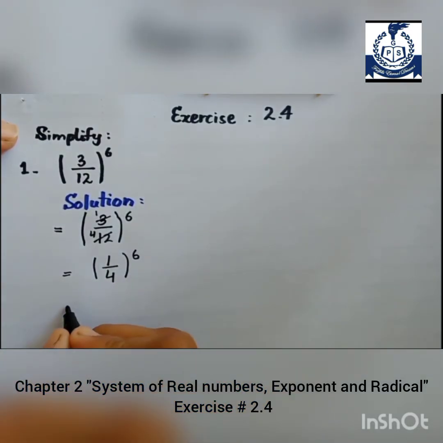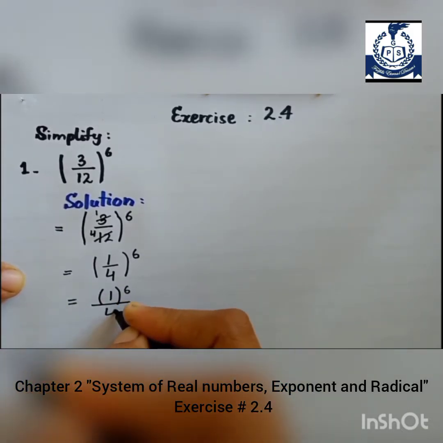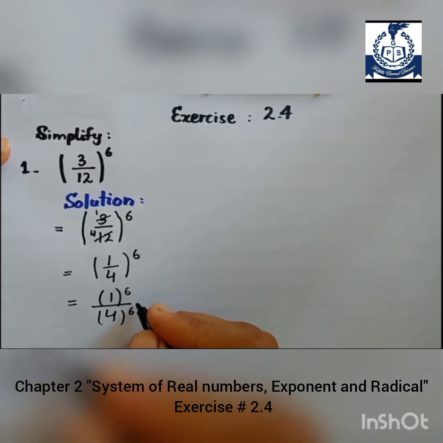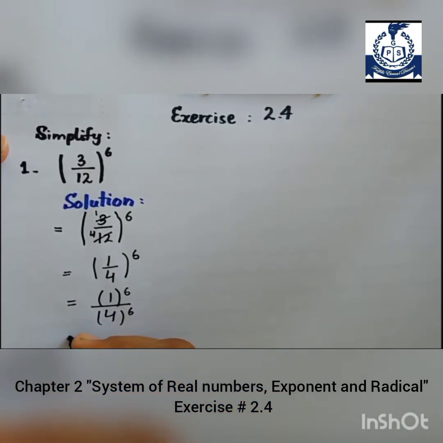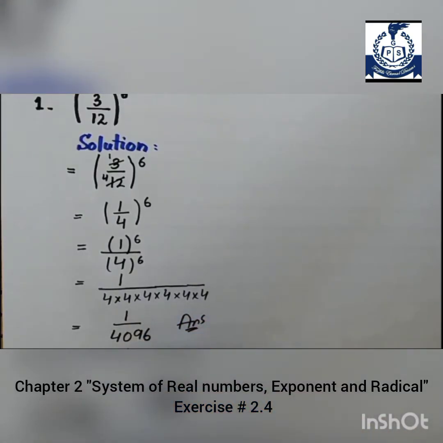Power 6 is also with 1 and power 6 is also with 4. So we can write it in a separate form. 1 power 6 is equal to 1. And 4 power 6, so we write 4 six times: 4 multiplied by 4 multiplied by 4 multiplied by 4 multiplied by 4 multiplied by 4. So we get the answer 1 divided by 4096.